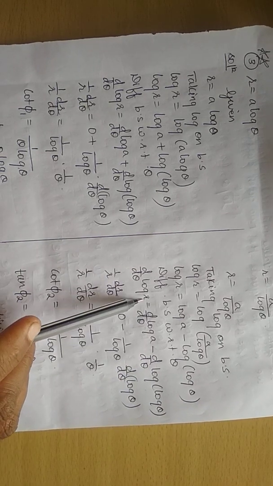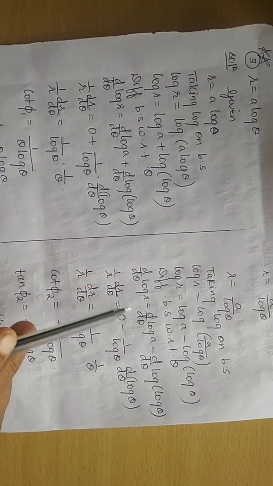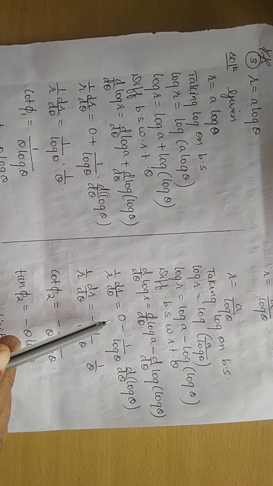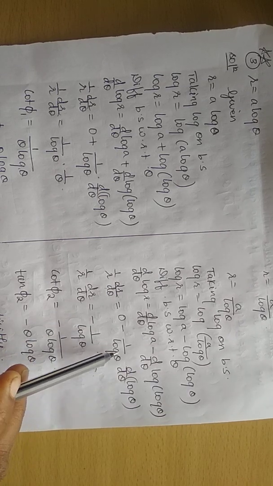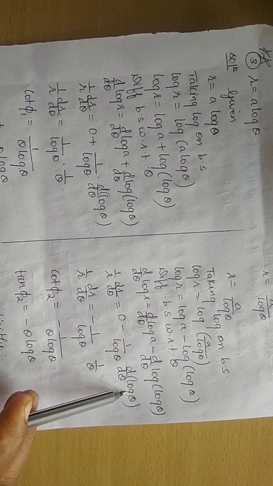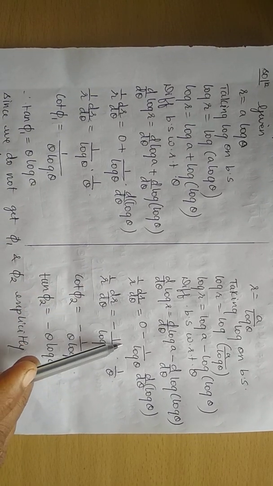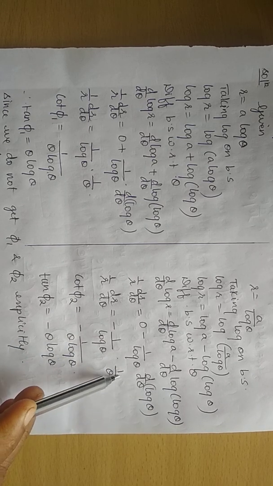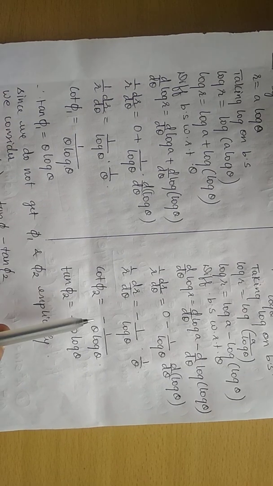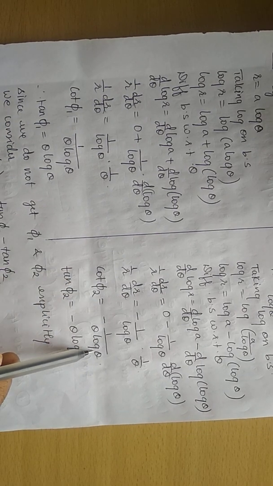So derivative of log r with respect to theta is 1 by r into dr by d theta. Log a derivative is going to be 0. Log u derivative is 1 by u into differentiation of u. So 1 by r into dr by d theta is equal to minus 1 by log theta. Derivative of log theta is 1 by theta. So this becomes cot phi 2 is equal to minus 1 by theta into log theta.